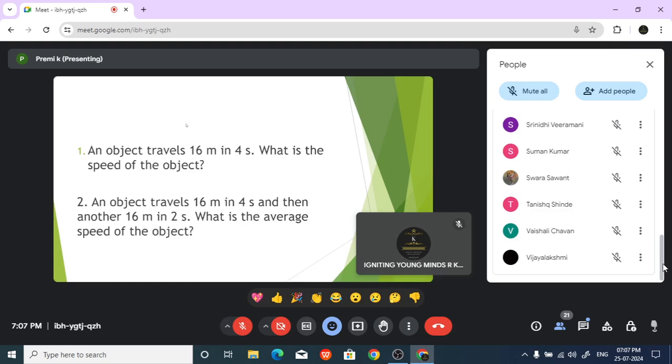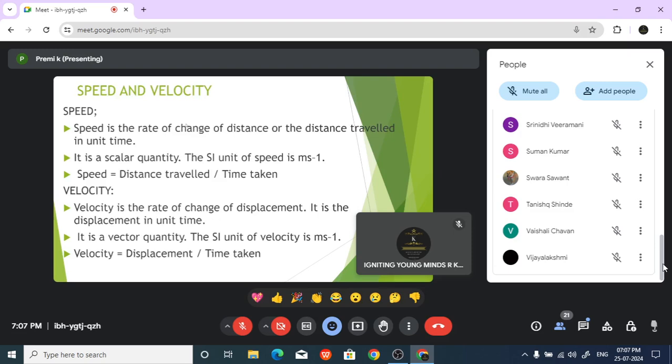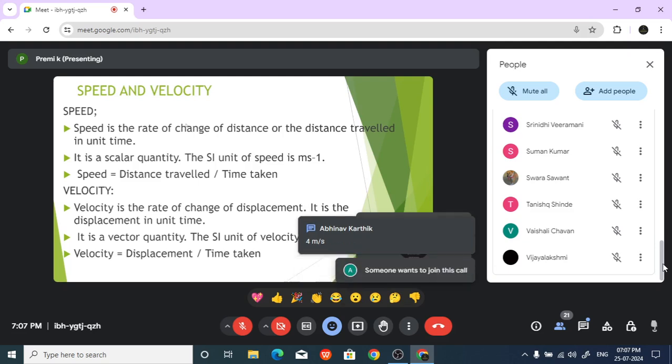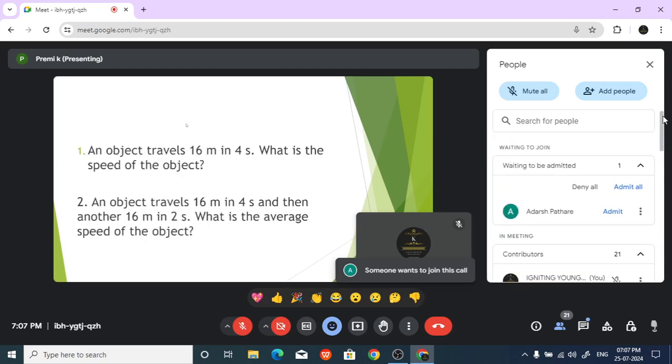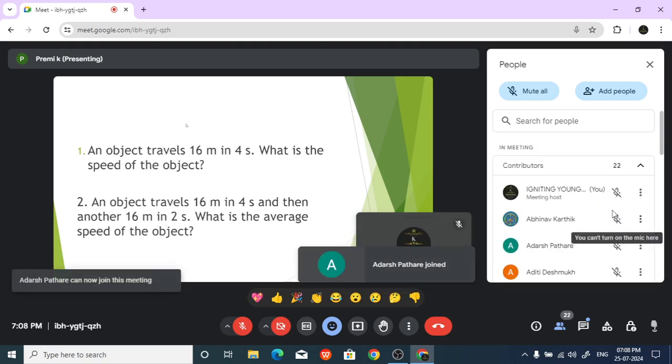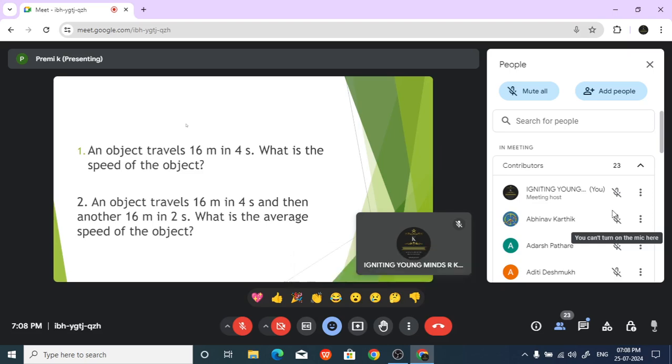Yeah, exactly. We know that speed is equal to distance traveled by time taken. Here, distance traveled is given as 16 meter and the time taken is given as 4 second. Just for the formula, I have shown this. Coming to the problem, 16 by 4, we know that is 4 meter per second. Very simple problem. Okay, next sum, let's see. Any one of you just read the second sum?